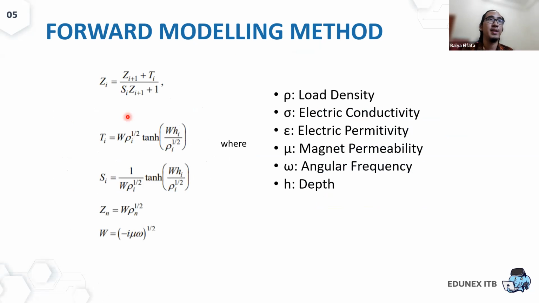And the forward modeling method, here is the equation, which is a derivation from Maxwell's equations, where Z here is the impedance, which consists of the Z from the underneath layer. The variables consist of these 6 individual variables: resistivity or density, electric conductivity, electric permittivity, magnetic permeability, angular frequency, and the depth of each layer.